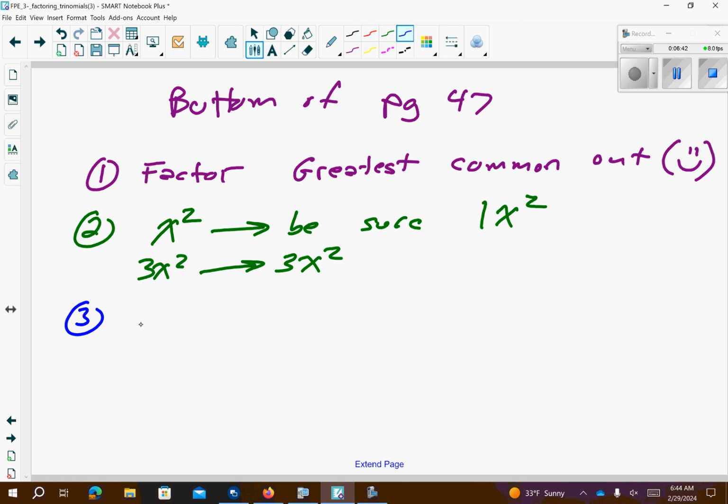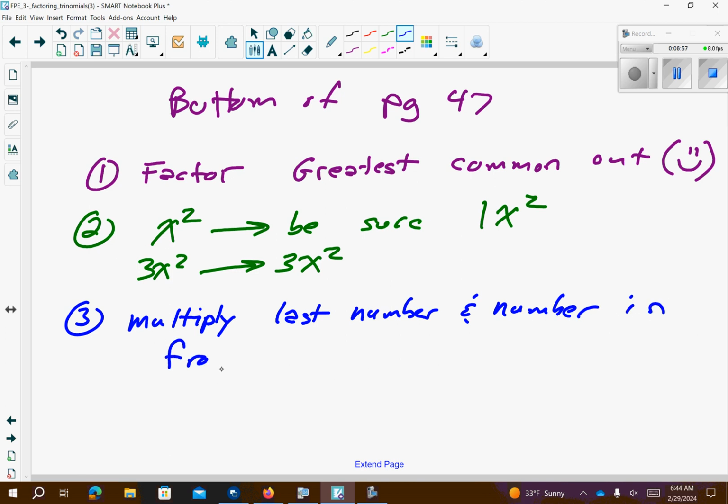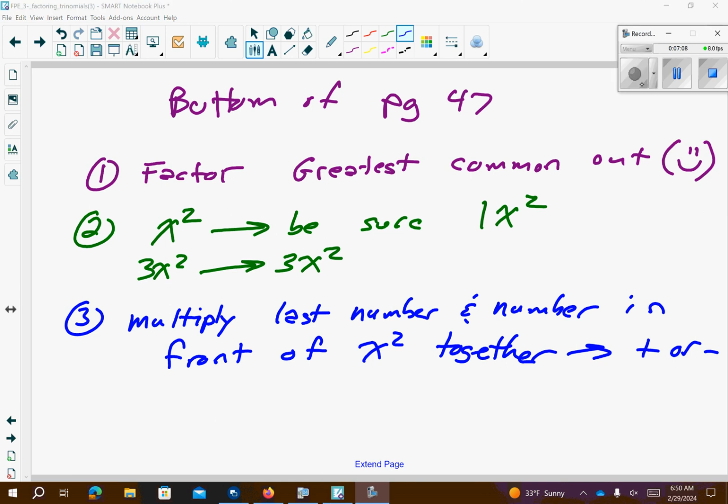Third step, multiply the last number and the number in front of x squared together. Note the sign. Is it positive or is it negative? The fourth step is, once you've multiplied those two numbers together, figure out what the factors are.